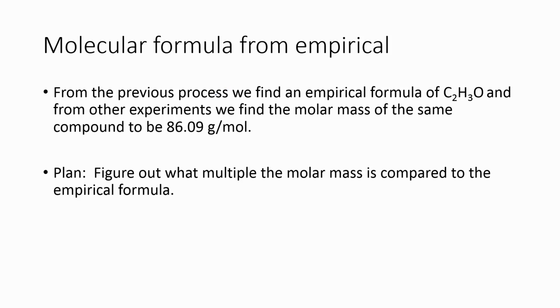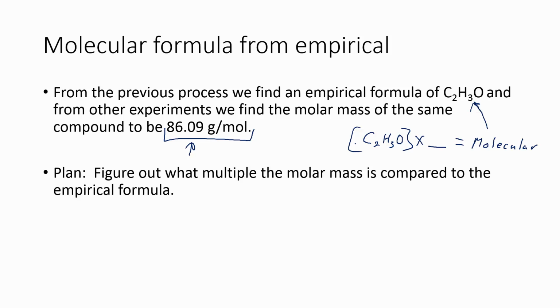Now we can get the molecular formula very easily, actually, once we have the empirical formula, if by some other instrumental method, and there are several, we can get the molar mass of the compound. We do that just by figuring out what multiple this molar mass is of the molar mass of the empirical formula. What that's basically saying is we have this C2H3O, and this will be multiplied by some number to give us the molecular formula.